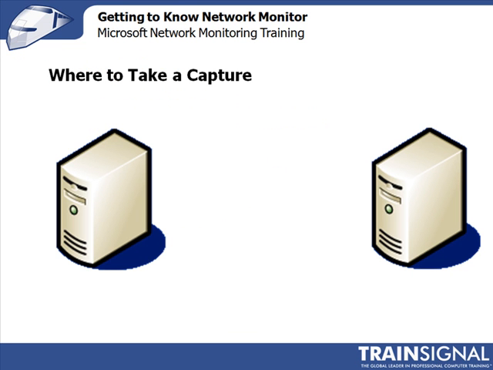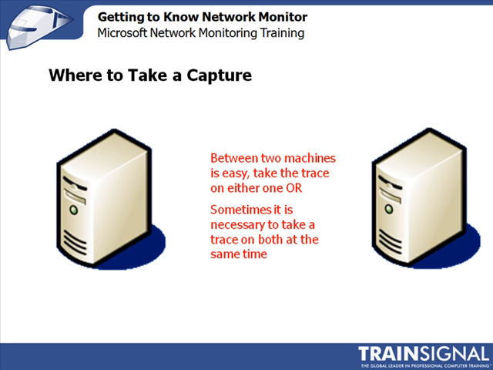First, we need to talk about where you're going to take the capture from. Now, when you only have two machines, it's pretty easy. You can take the trace on either machine if they're communicating with each other. Or there are times when it may be necessary to actually create two captures, one on either machine.